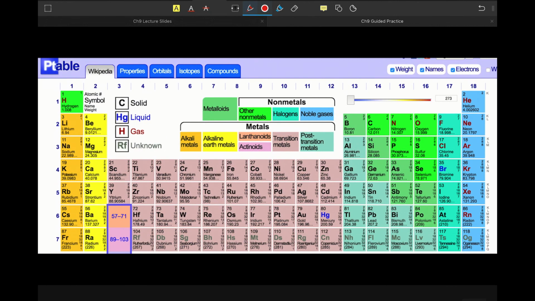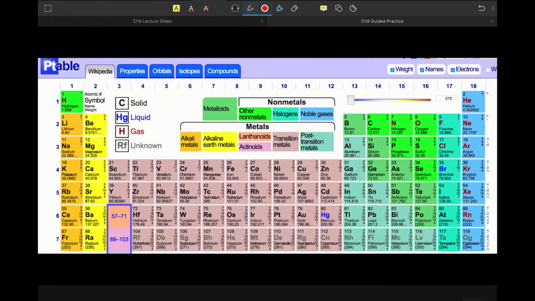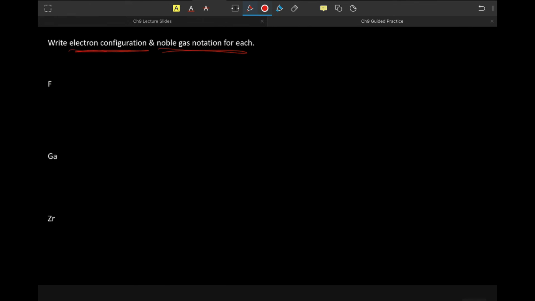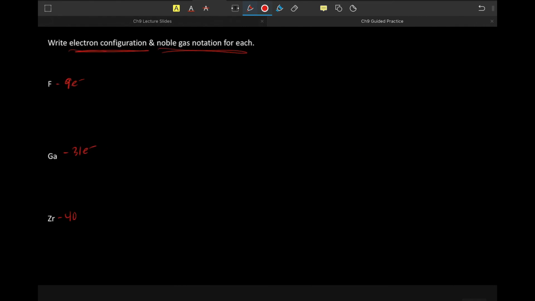Next up, write electron configurations and noble gas notation for each. Again, we need to figure out how many electrons each of these has, and then we can answer the question at hand. So fluorine, gallium, and zirconium. Fluorine has 9. Gallium has 31, and zirconium has 40. Now that we're at this point, what I would recommend is you push pause, see what you can do, and then check these solutions.